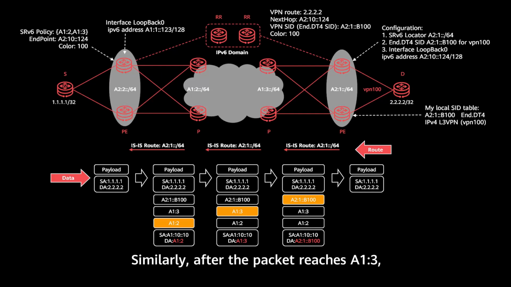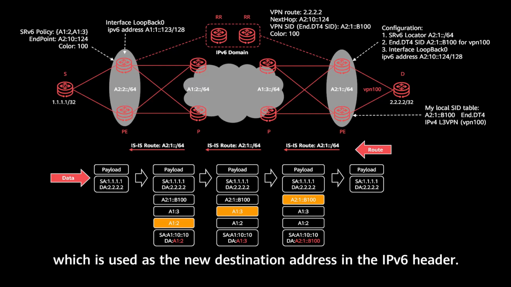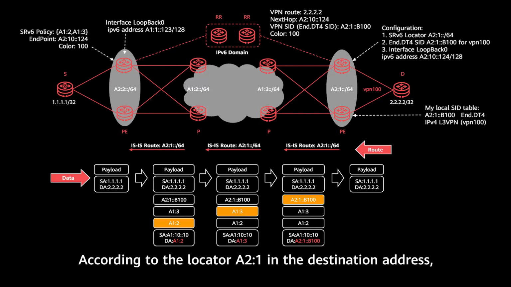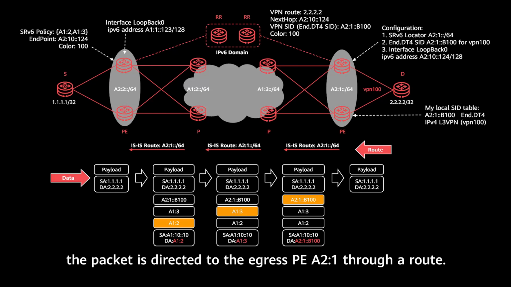Similarly, after the packet reaches A1:3, the pointer points to A2:1::B100, which is used as the new destination address in the IPv6 header. According to the locator A2:1 in the destination address, the packet is directed to the egress PE A2:1 through a route.